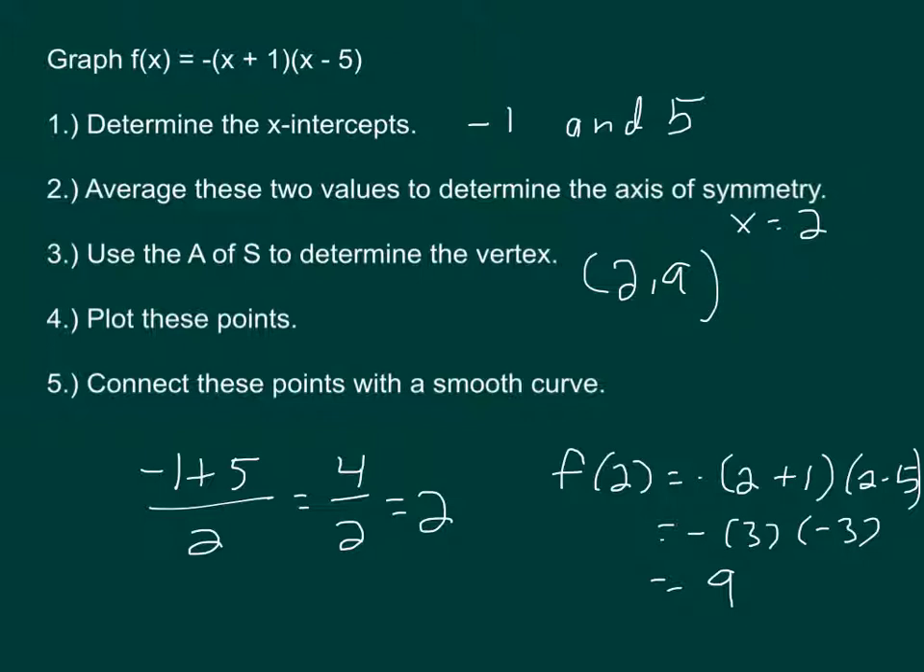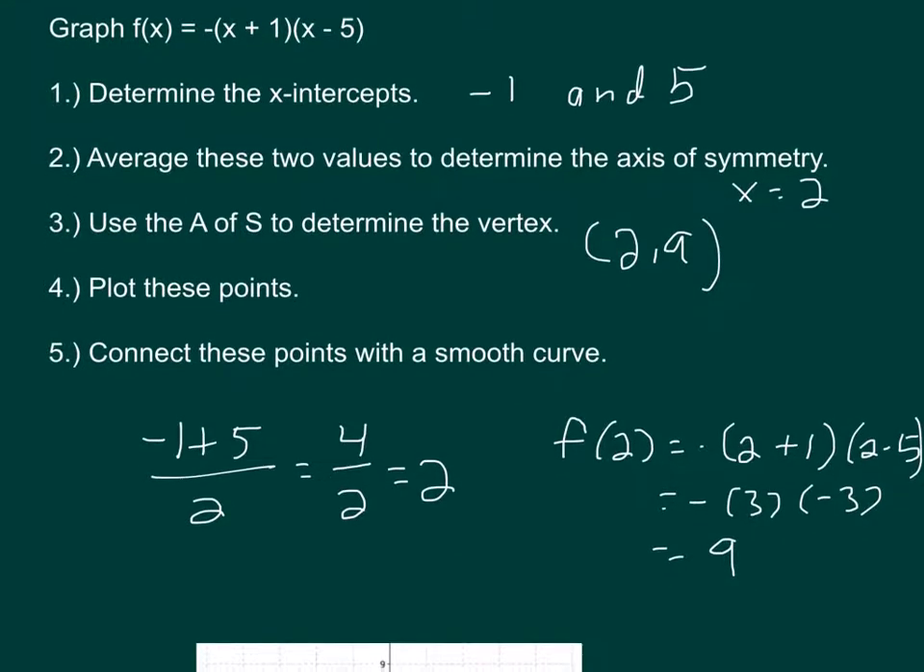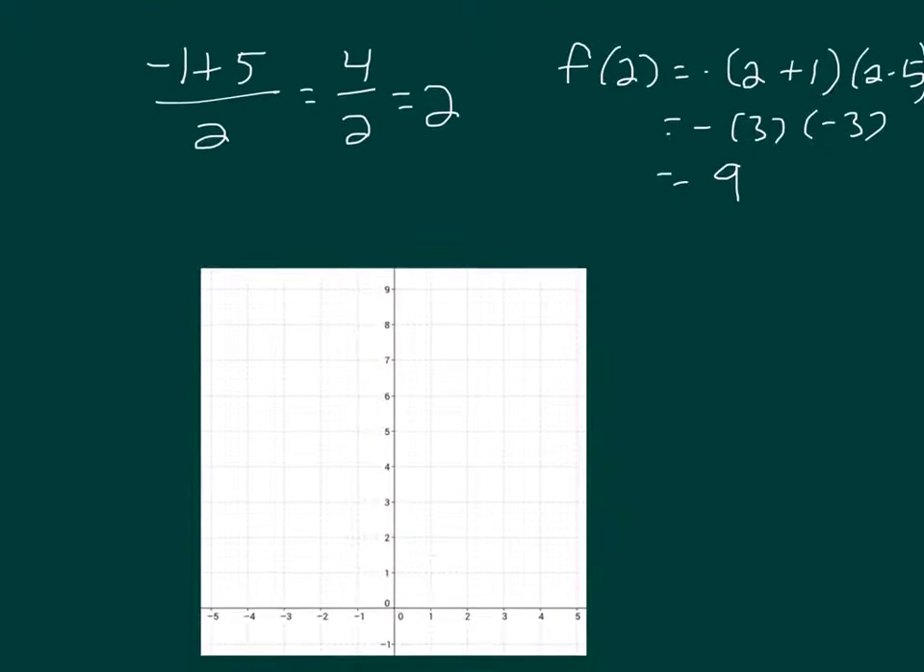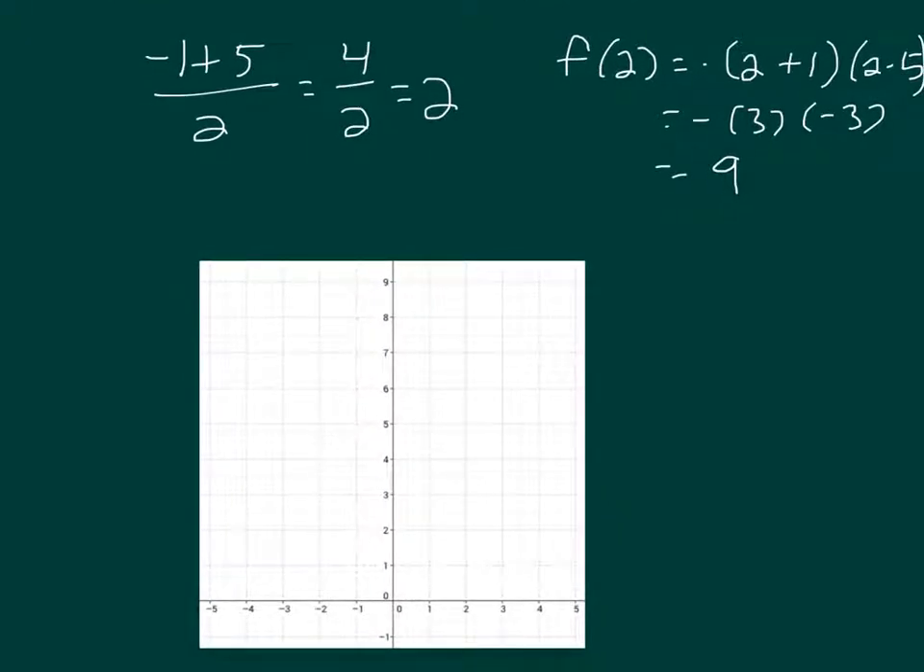I'm ready now to plot these points and connect them with a smooth curve. So the points I'm looking for are the x-intercepts at negative 1 and 5, and then a vertex at 2, 9. So I'll start by putting my x-intercepts in at negative 1 and 5, which are along the x-axis. And then my vertex is at 2, 9.